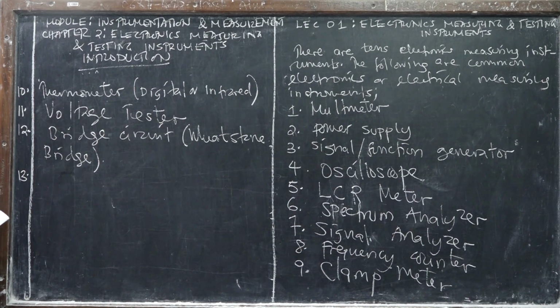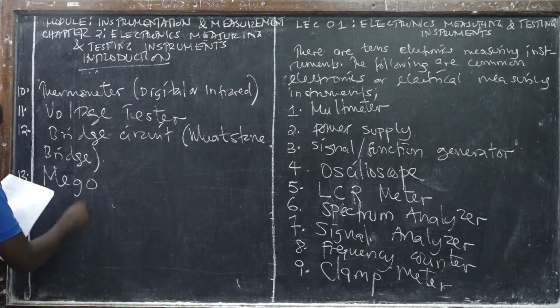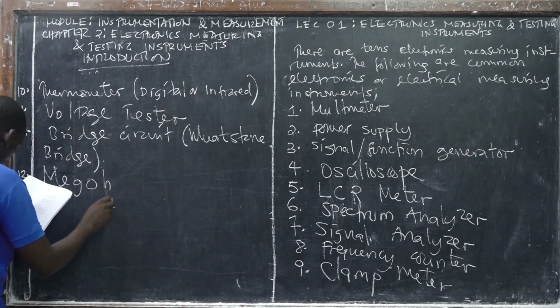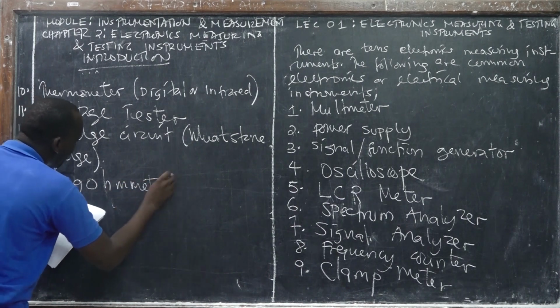Then number 13 is called the insulation resistance tester, an electrical measuring instrument. It's called the megohmmeter. Class, say megohmmeter.